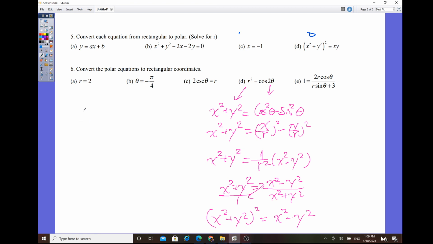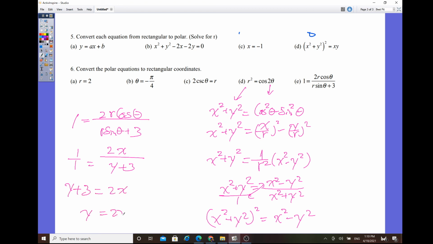So what about for e? So e is 1 equals 2 r cosine theta all over r sine theta plus 3. So r cosine theta, that's x. R sine theta, that's y. Cross multiply, so we got y plus 3 equals 2x. So y equals 2x minus 3. It's a line. So one thing I'm thinking about for the other one, 2xy: I tried to expand it for d, but it just makes it more complicated. So this one, just leave it.